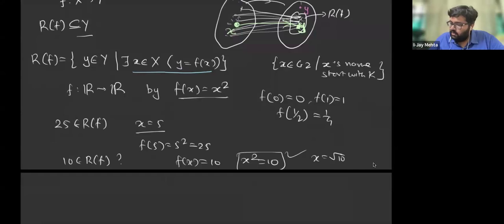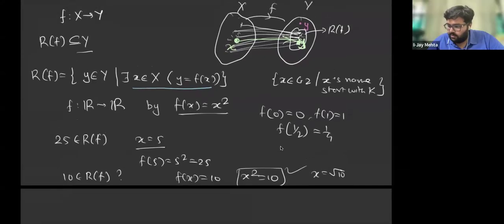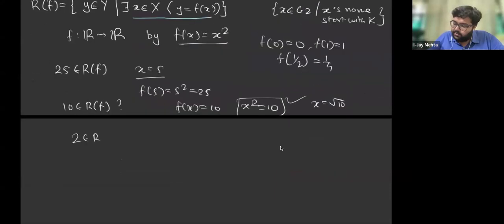What is x square? It's 10. How many of you understand this? How many of you agree? √10 is a real number. If it were an integer, then it would be a question. 3 point something is not an integer. So my function is not Z to Z. My function is R to R. So you can say 2 belongs to the range of f.